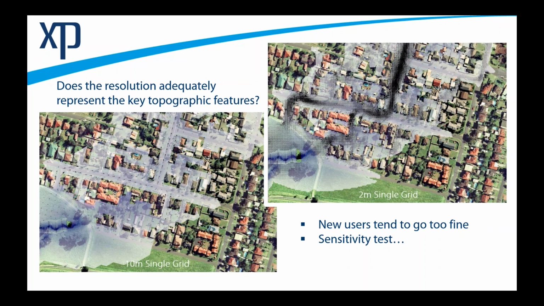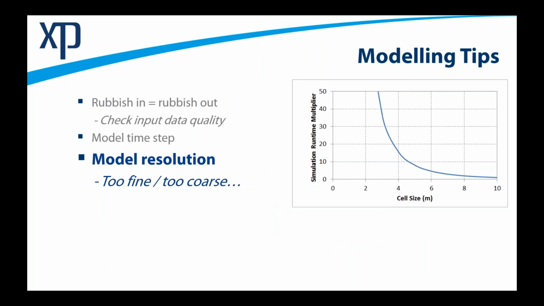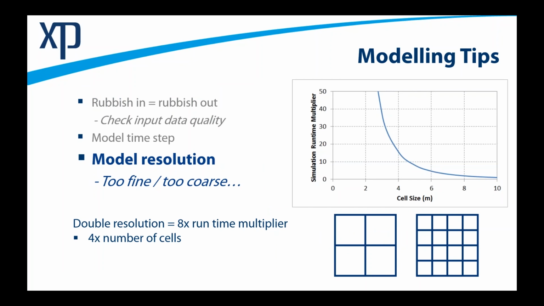If you double the resolution by halving the cell size, that actually increases your runtime by a factor of 8. Now the reason for that is doubling your resolution will increase the number of cells by 4. So the number of calculations increases by 4. But if you remember that ratio in time step to cell size, that also means you have to halve your time step. So it's 8 times the number of calculations for a halving in cell size.